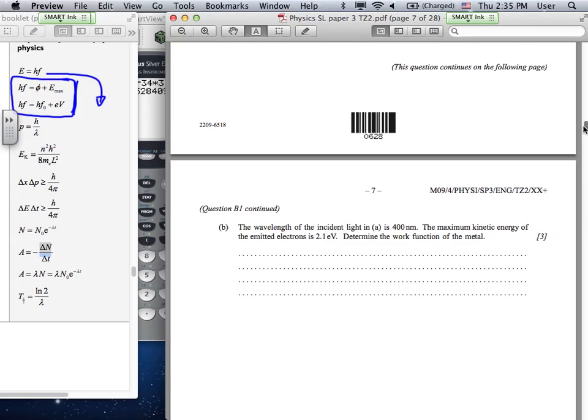Then we have here the wavelength of the incident light is 400 nanometers. This small n over here is 10 to the minus 9. The maximum kinetic energy of the emitted electrons is 2.1 eV. Determine the work function of the metal. So obviously we're going to be using this formula over here. So we've got hf is equal to our work function plus our E max, like that.